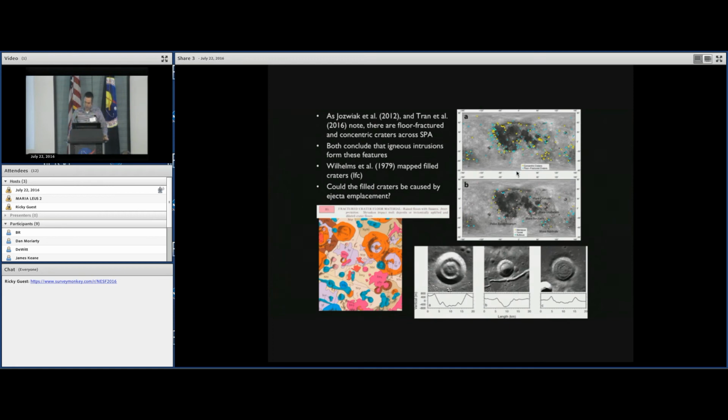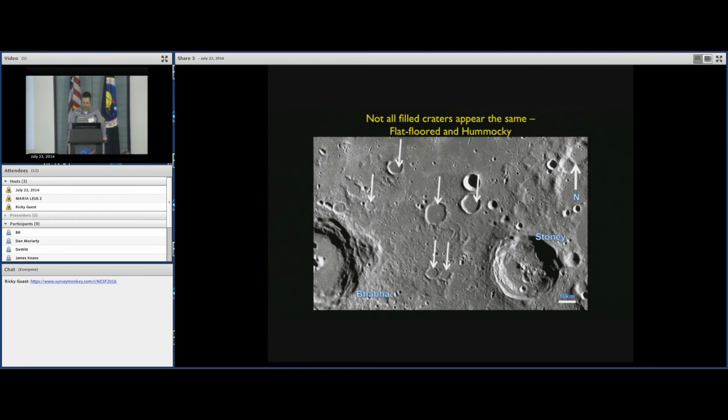So I wanted to investigate whether I could pull apart how much fill in some of these craters would be caused by either ejecta emplacement or by volcanic infill. This is an area in central SPA. We've got the Baba crater here and Stony, and just looking at the morphology of these features, you can potentially pull out that there are differences. We have these beautiful, flat, filled craters that at first glance you say, okay, those are filled by mare infill. I can get behind that pretty easily.